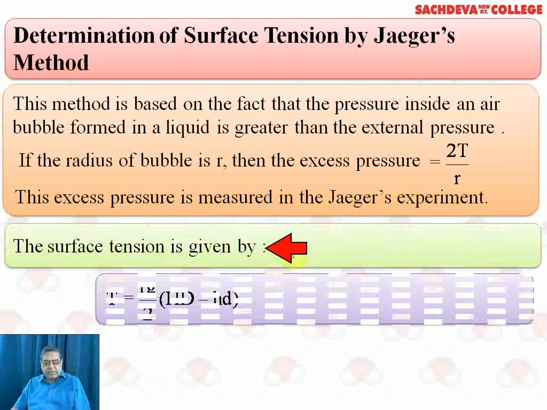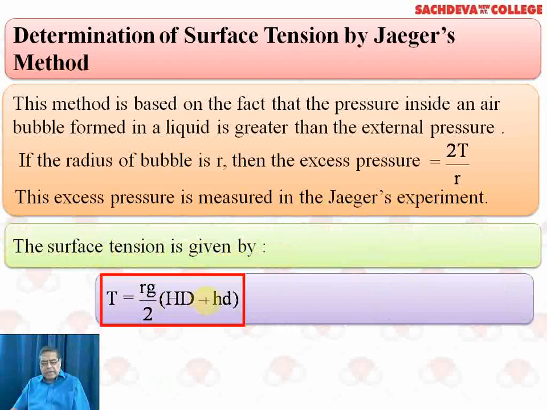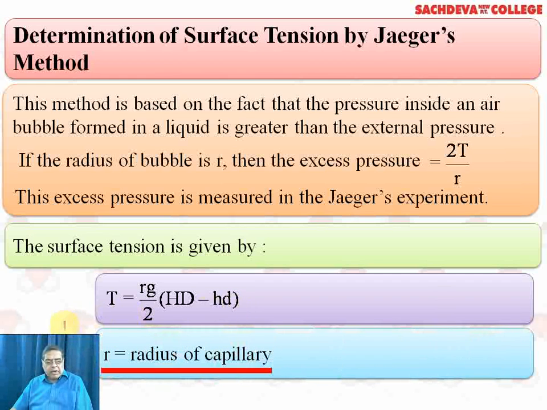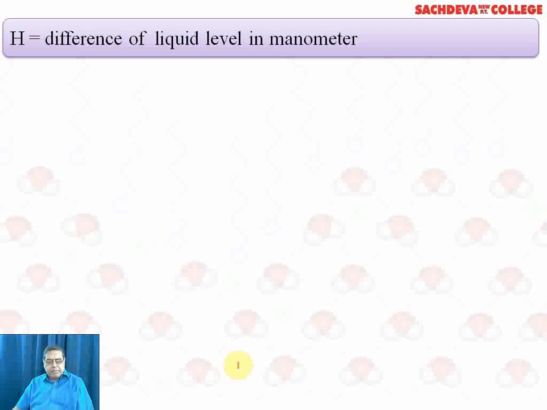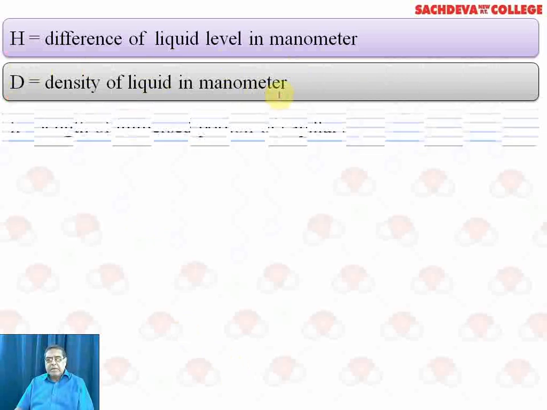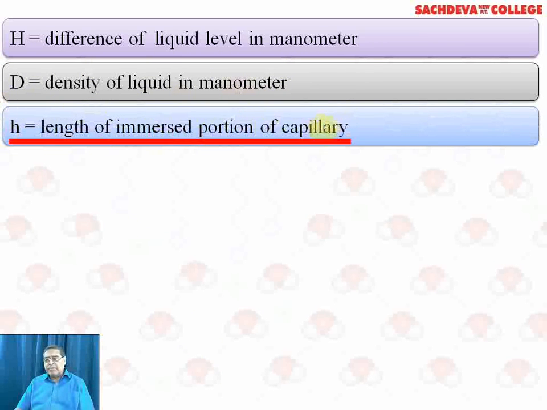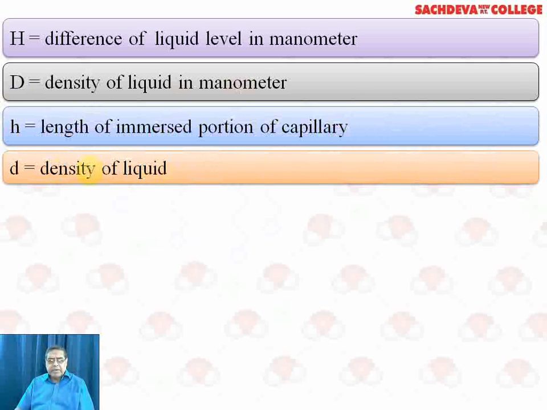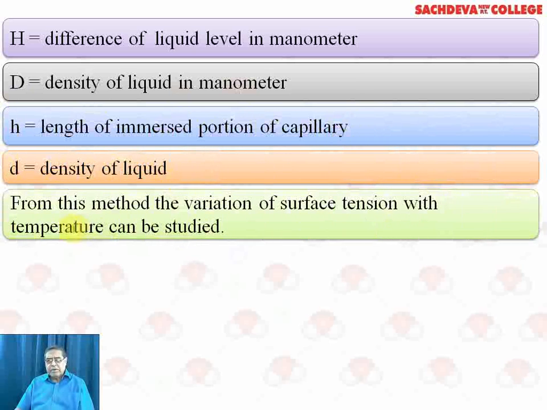The surface tension is given by T equals Rg over 2 times (HD minus hd). So here we are referring to two heights. R is the radius of capillary and H is the difference of the liquid levels in the manometer. D capital is the density of liquid in the manometer. h is the length of the immersed portion of the capillary. d is the density of liquid. Means if the liquid is water, obviously its density is 1 gram per centimeter cube or 1000 kilograms per meter cube.